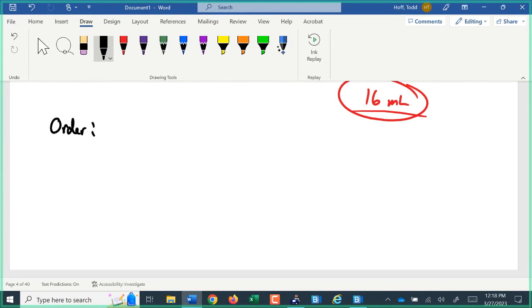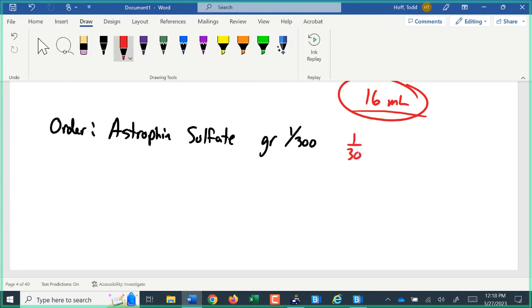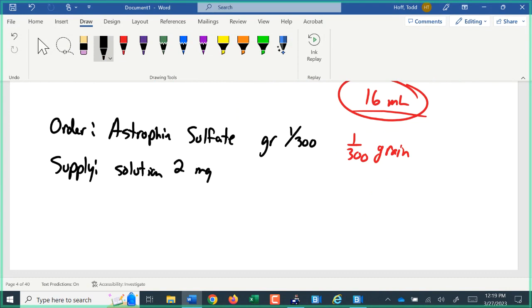Let's look at an order for atropine sulfate. GR 1/300. So again, GR is grain, and 1/300 is literally 1/300 of a grain. Let's look at our supply. Our supply here is atropine sulfate solution, where it is 2 milligrams in 5 milliliters.